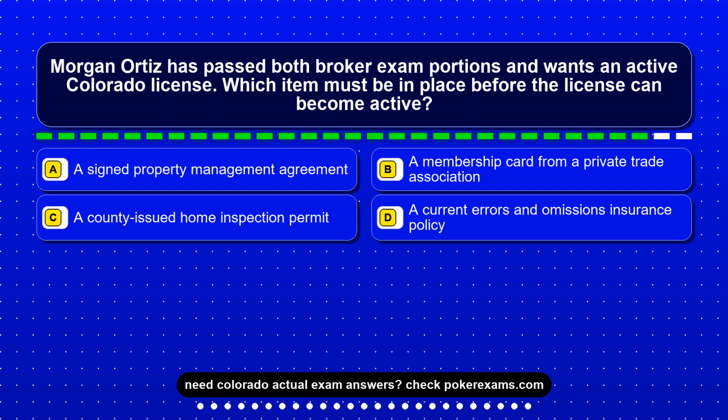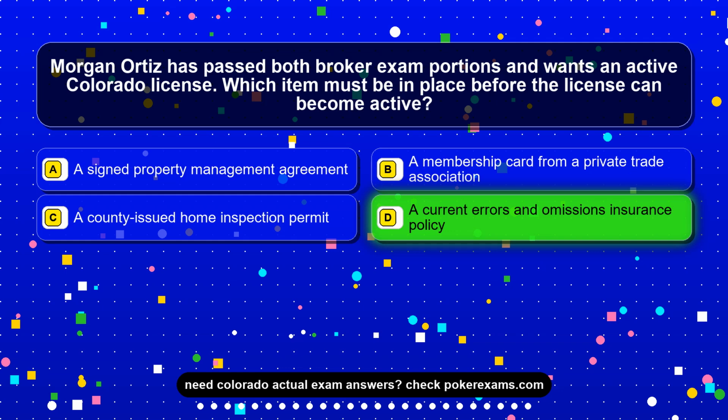Question 1. Morgan Ortiz has passed both broker exam portions and wants an active Colorado license. Which item must be in place before the license can become active? Option A. A signed property management agreement. Option B. A membership card from a private trade association. Option C. A county-issued home inspection permit. Option D. A current errors and omissions insurance policy.